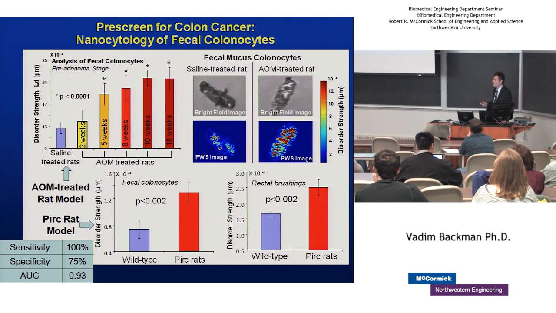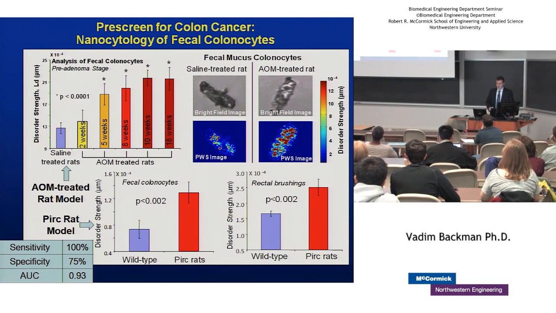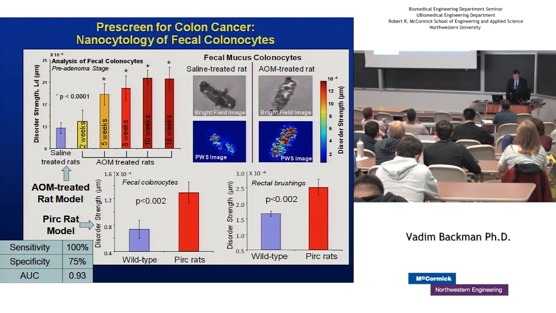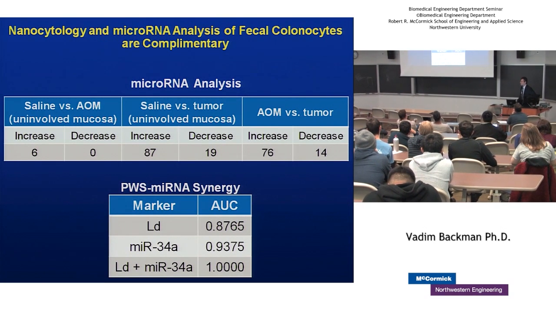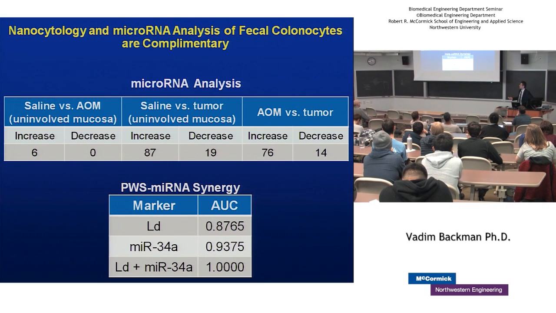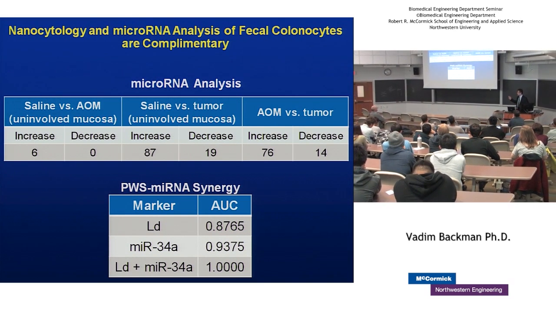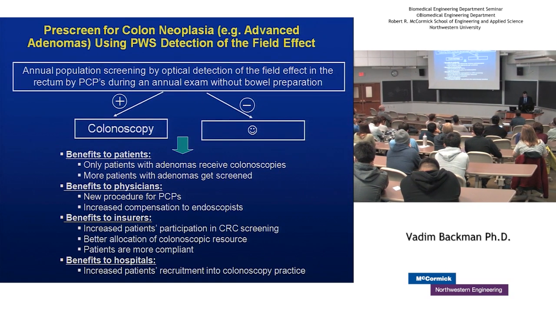The test can be performed on stool samples. We can extract cells from the stool and do the same analysis. We can combine the test with the molecular markers, which we also work on, such as microRNA. In this case, the performance improves even further, a combination of structural and molecular markers.